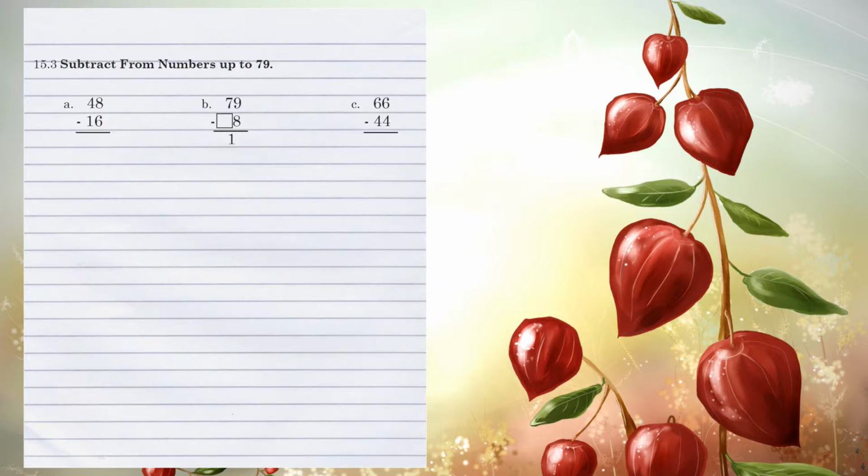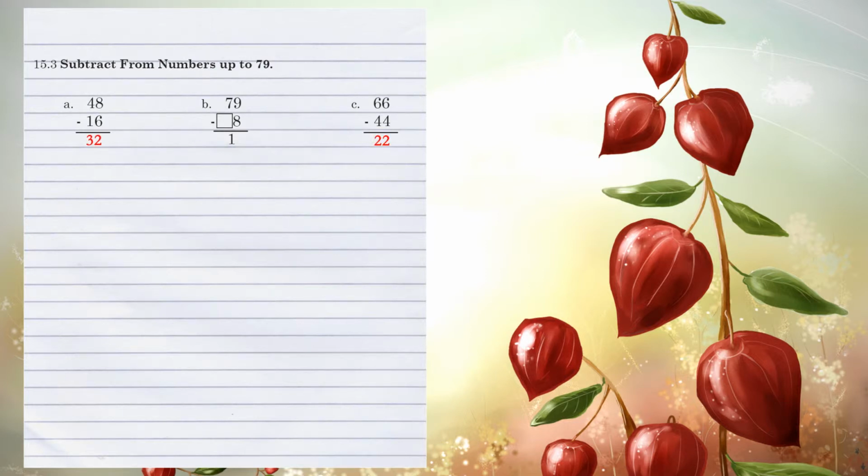Unit 15.3. Subtract from numbers up to 79. Let's look at example A. 48 minus 16. Starting with the ones column, you can take 6 from 8. That gives you 2. And 4 minus 1 is 3 for an answer of 32.